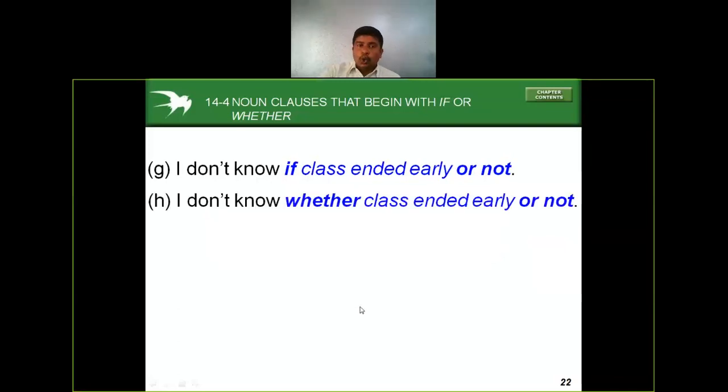I don't know if the class ended early or not. How has it been changed? I don't know whether the class ended early or not. When we use if as a noun clause, how has it been used? The same example, how has it been changed when we have added whether? I don't know whether the class ended early or not.